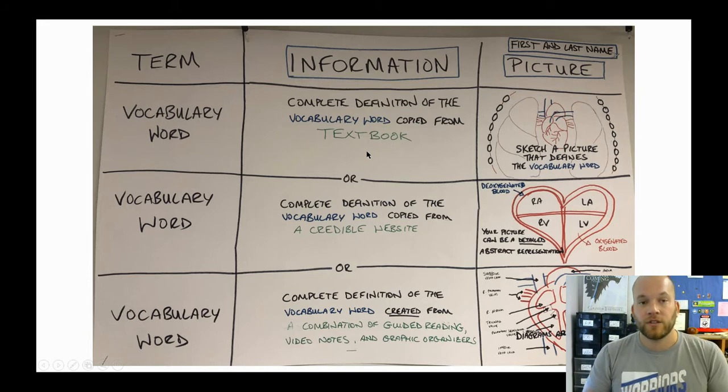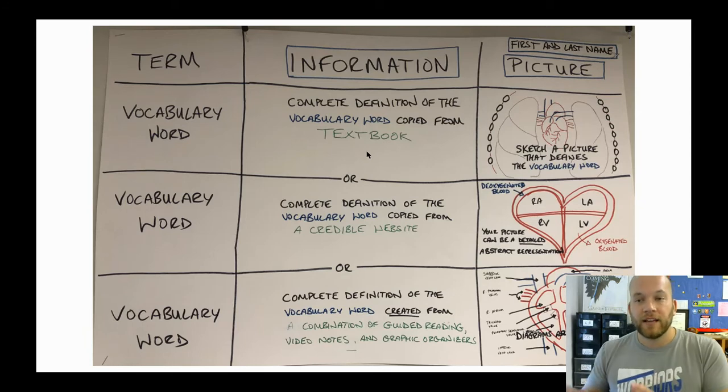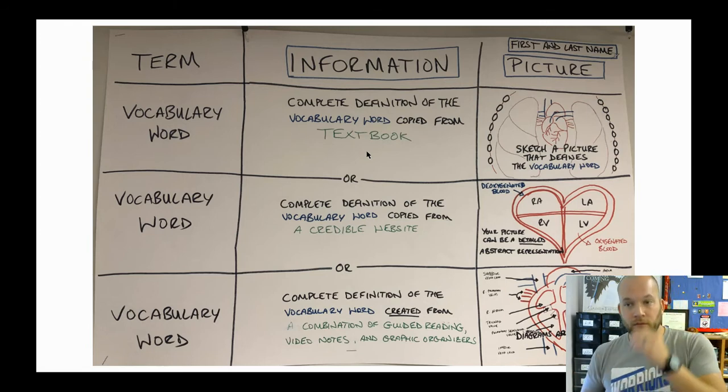So you're defining the word twice. You are defining it with words, and then you're defining it with a picture. You're defining it with words from the textbook, website, or your brain, and then you're creating a picture that defines it just as well, if not better, than your verbal. So it's verbal definition and nonverbal definition.